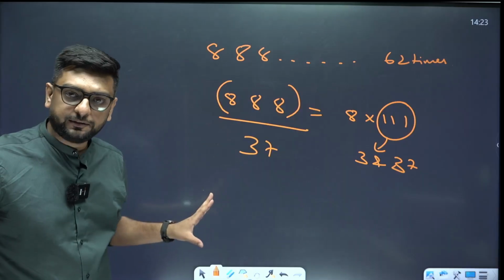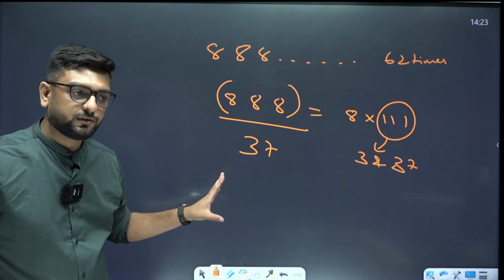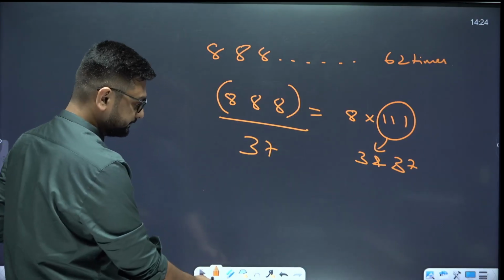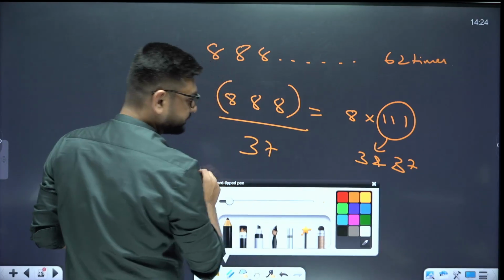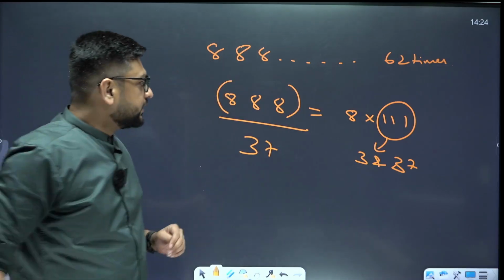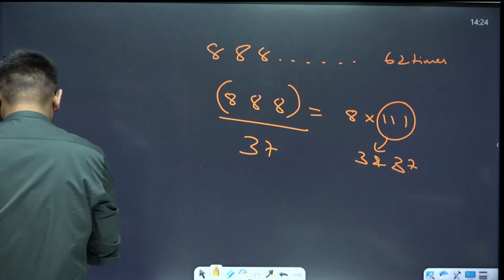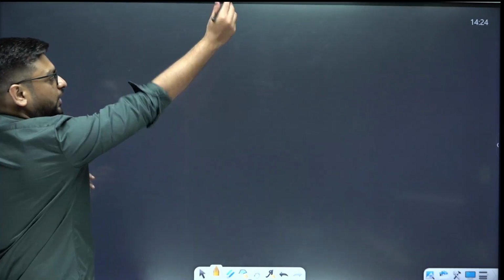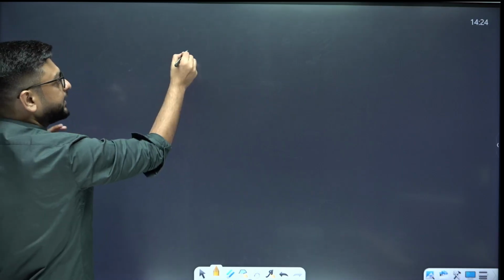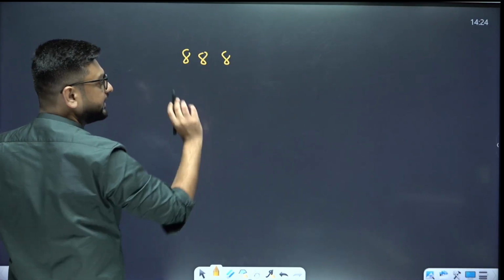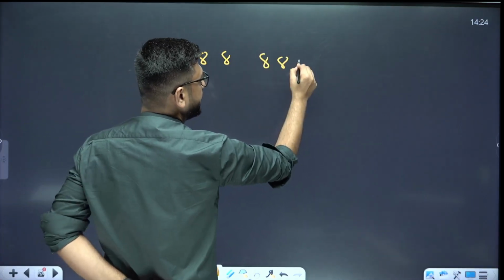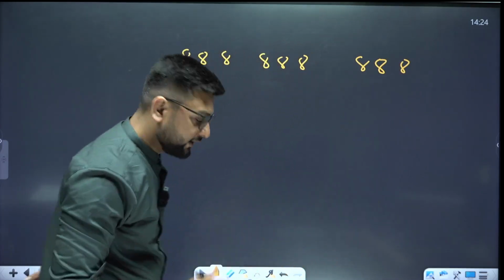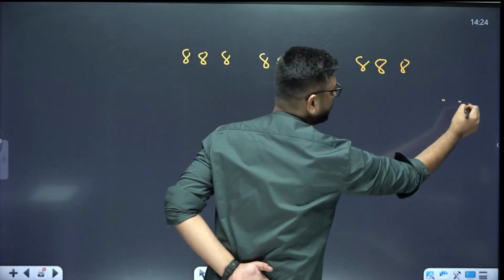Till here it is clear? Any doubt in this, Madhupriya? All right. Now the next part comes. My number is written 62 times, so I'll create batches of 3. That means I can write 888 in one batch, again 888 in another batch, again 888 in another batch.